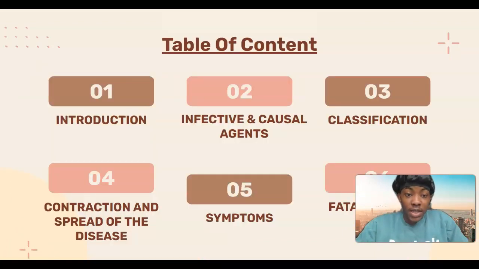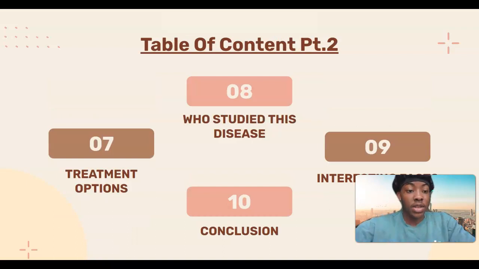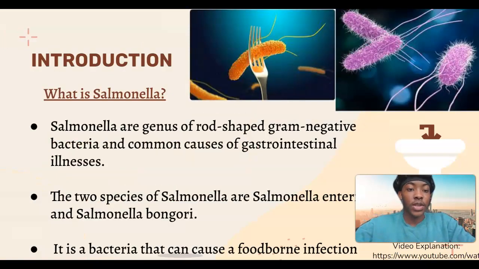So this is my table of contents. I'll be introducing the subject, talking about the infective and causal agents, classifying it, talking about the contraction and spread of the disease, the symptoms of the disease, the fatality rates worldwide and in Canada, some treatment options, who studied the disease, some interesting facts, and finally the conclusion. So let's get started. So the introduction was what is salmonella?